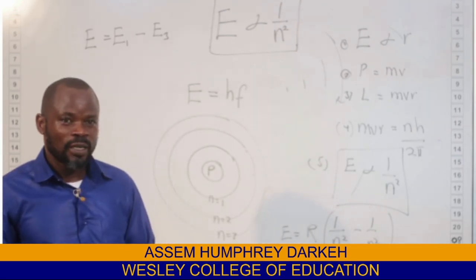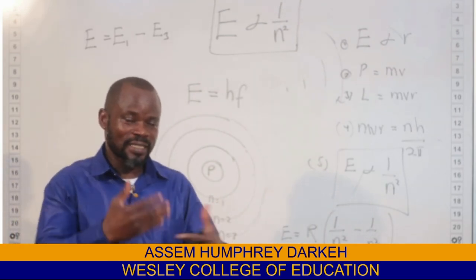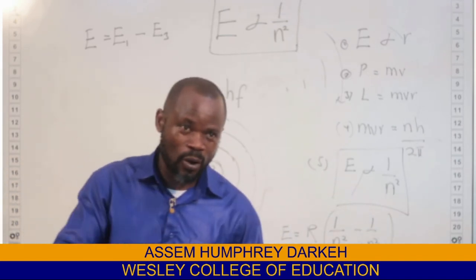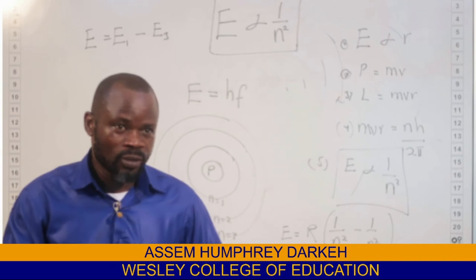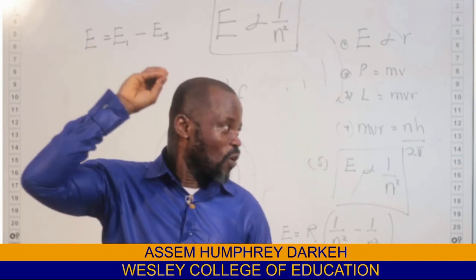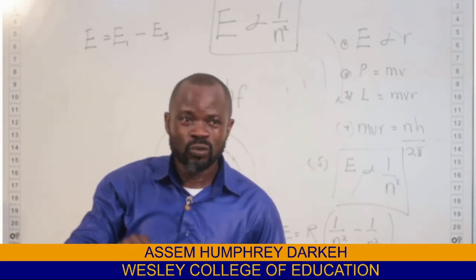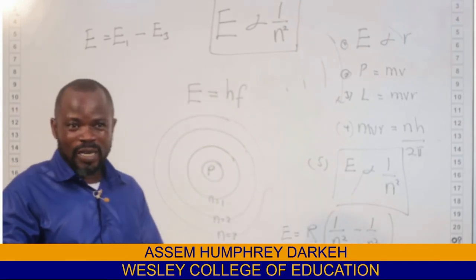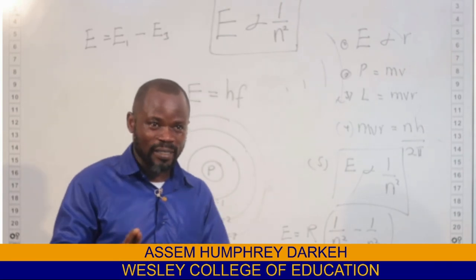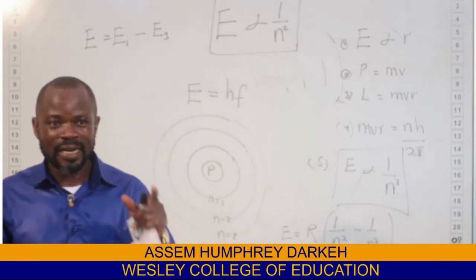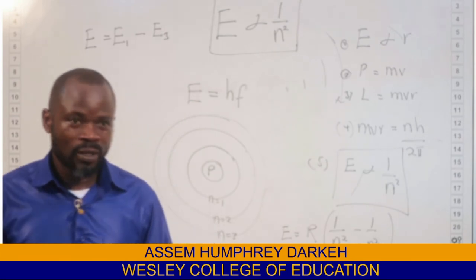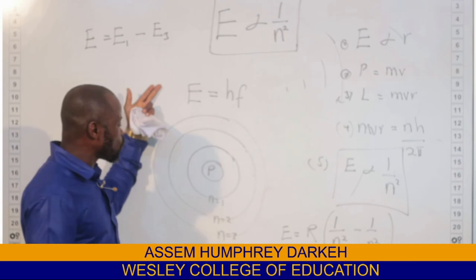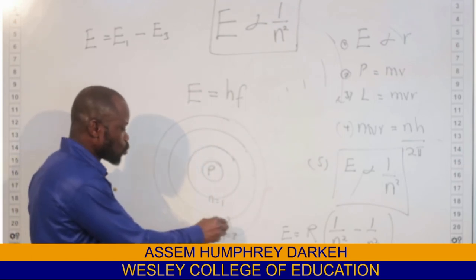So anytime you are able to, and this can in fact be designed to produce weapons like the atomic bombs and all those things that you think about. You release an electron from a higher energy level to a lower energy level, and then that lower energy level is supposed to be the first energy level, n equals 1. And we describe this as what? The Lyman series.